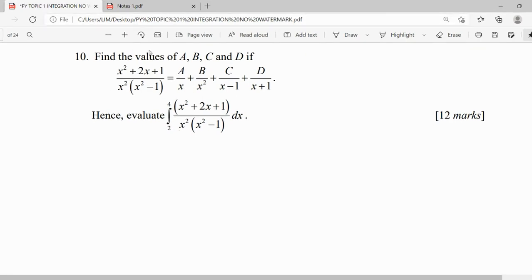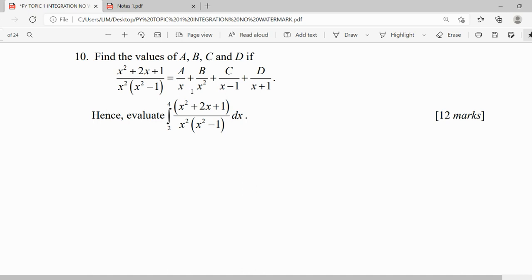Okay, so for this question 10, they said find the value of ABC. This question they guide us, you see, they split for us already. This question is very good. You can see x squared minus 1, they also factorize completely. One factor is x minus 1, another factor is x plus 1. So already factorized completely. So we just follow what they express for us so that we can find out this ABC.